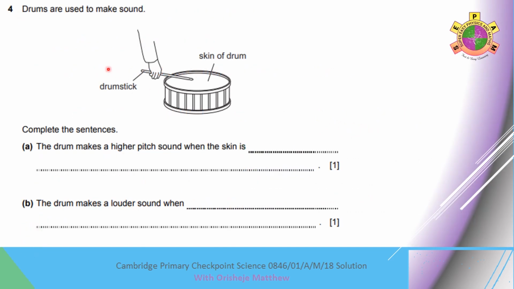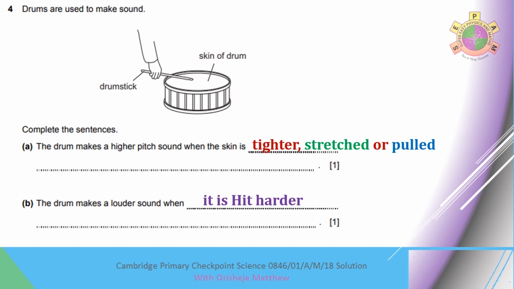Okay, drum sound, very good. The drum makes a higher pitch sound when the skin is tight, stretched, or pulled. So pitch depends on the frequency of the vibration of the skin. Then the drum makes a louder sound. This one depends on the amplitude of vibration. So what you need to do is hit the drum harder, so that the skin can vibrate higher and produce a louder sound.